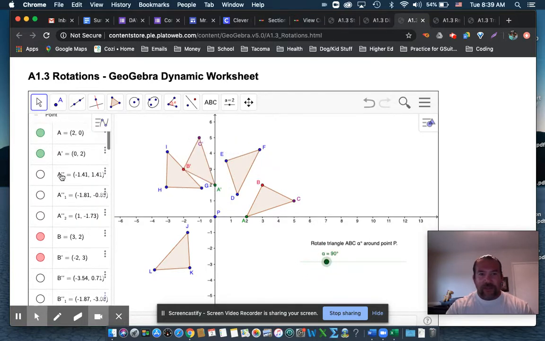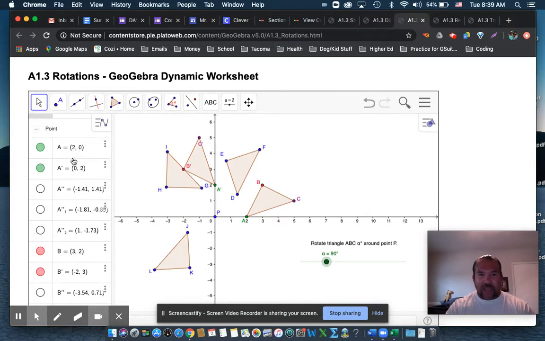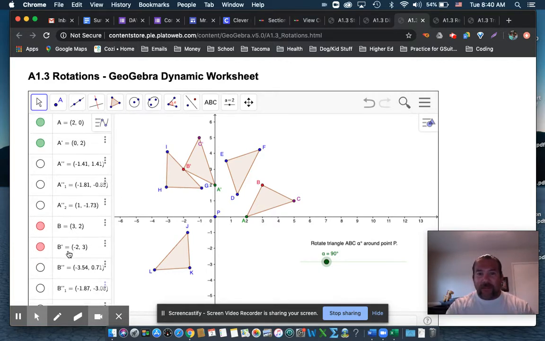Notice the relationship here. A is at 2, 0, A prime is at 0, 2. The numbers are exactly the same, but they switched locations. B and B prime, 3, 2, negative 2, 3. Same integer values, switching locations, but one became negative. C and C prime, 5 and 1, negative 1, 5. Same integer values, switching locations, but again, one became negative.